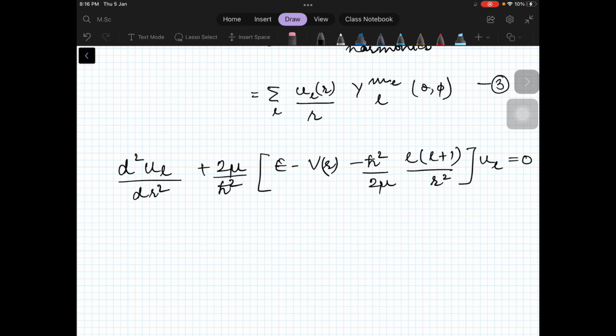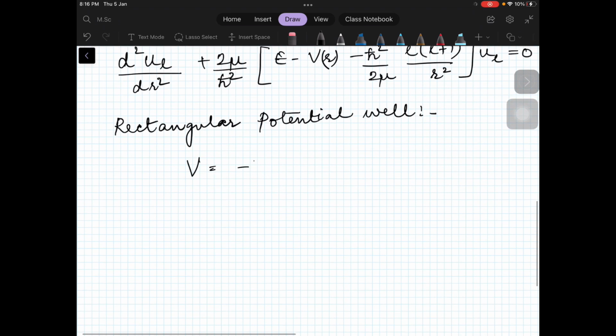Now since we are using a rectangular potential well, we'll define our potential well as V equal to minus V naught for r less than b, and this is equal to 0 for r greater than b, where b is the range of the interaction wherein the nucleons feel the strong force. Beyond this, the strong force becomes negligible; it does not act on it. So we all know about the kind of force which acts between two nucleons.